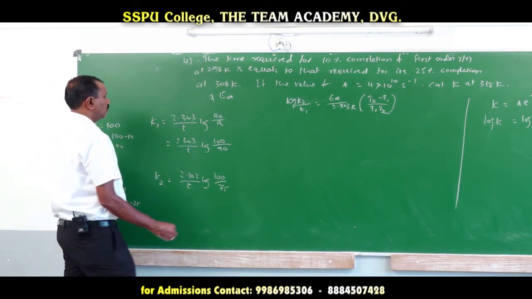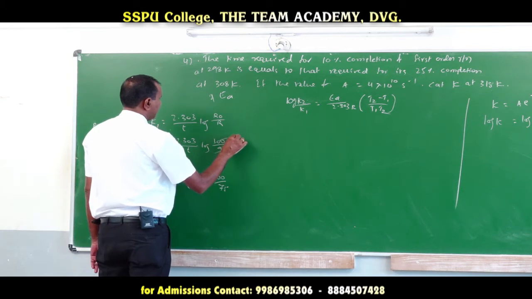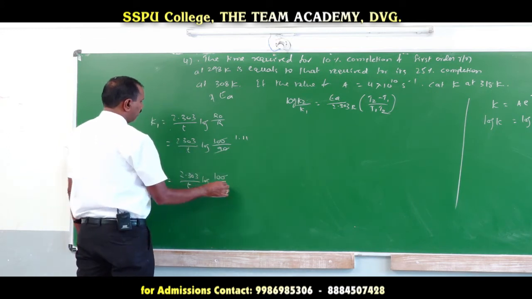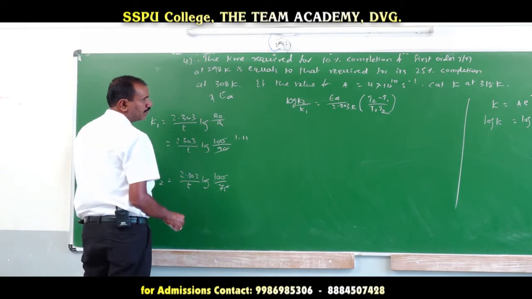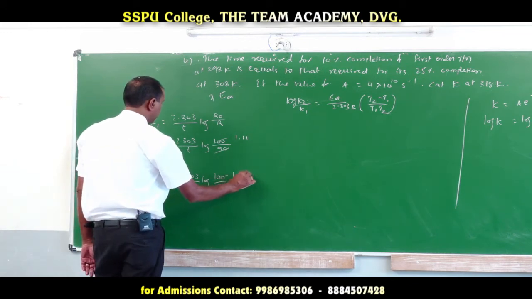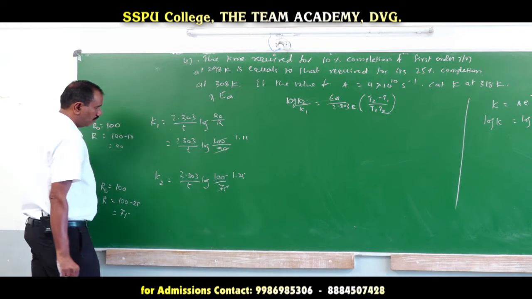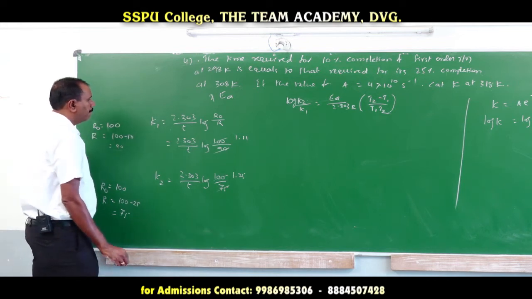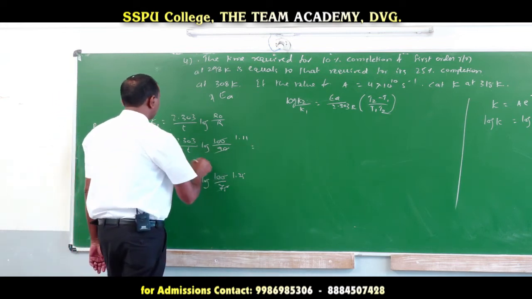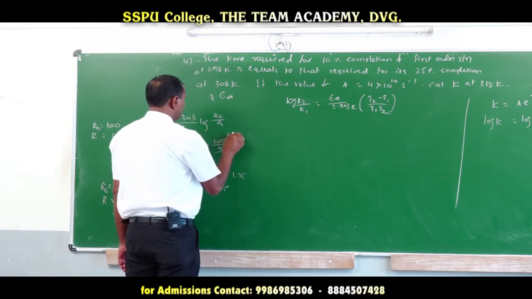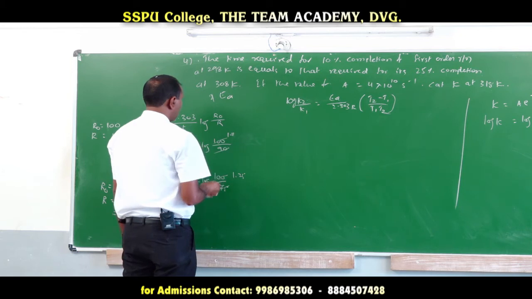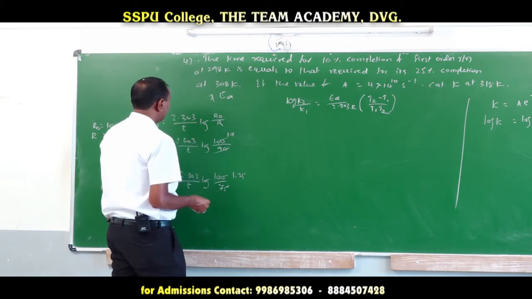Okay. So 100 by 90 is nothing but 1.11. And 100 by 75 is nothing but 4 by 3, which is 1.25. Then this value becomes 2.303 by R. We will substitute here directly.